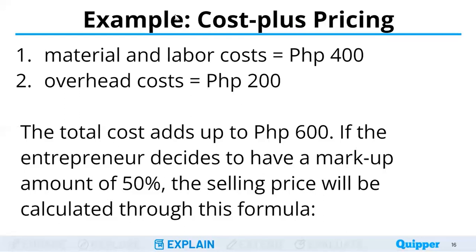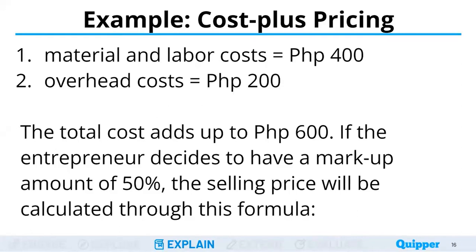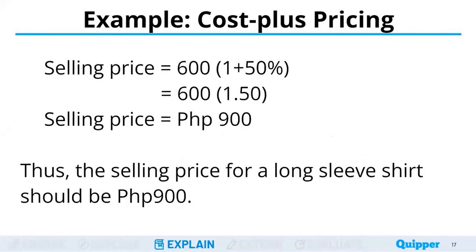Wala? Okay. So, 600, no? Tapos 50%. So, kalahati ng 600 is 300. So, parang ang magiging selling price natin will be 900 pesos. Okay. So, yan. That's it. So, that's the selling price will be 900. Isipin mo, no? Long sleeve, 900 pesos.